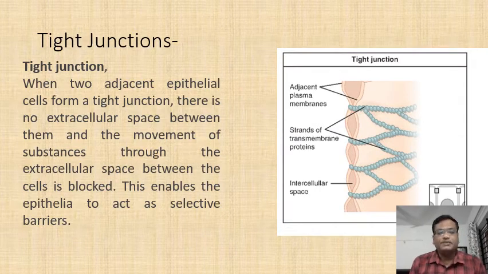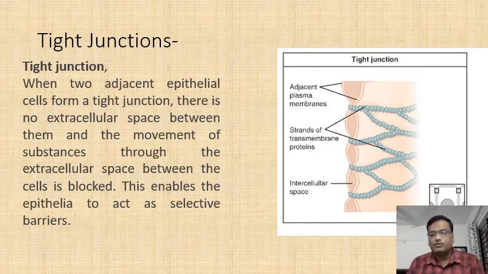First one is tight junctions. Now, when two adjacent epithelial cells form a tight junction, there is no extracellular space between them, and the movement of substances through the extracellular space between the cells is blocked. And this enables the epithelia to act as a selective barrier.